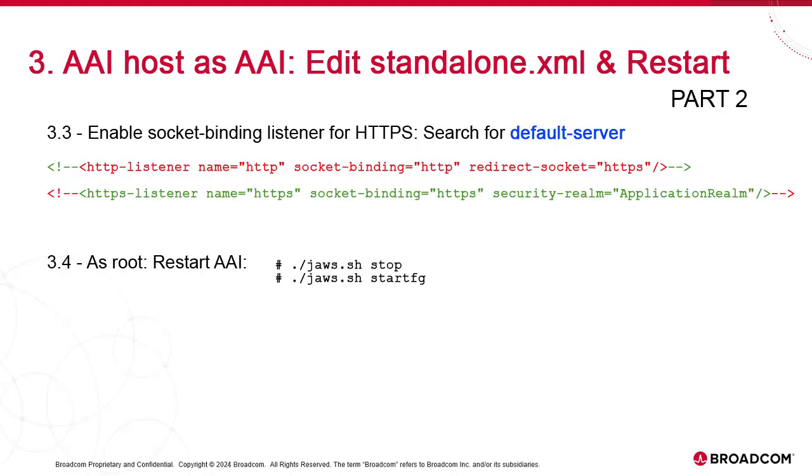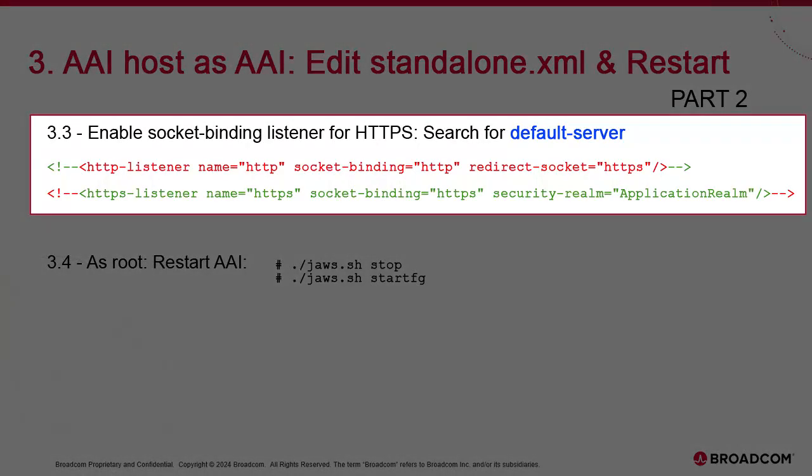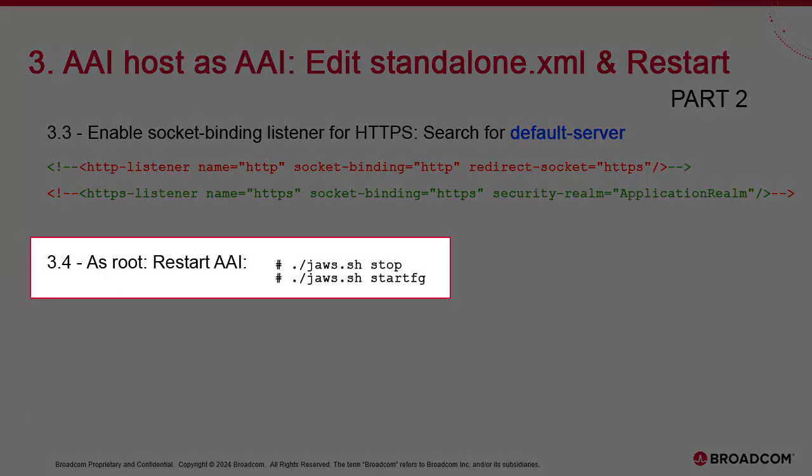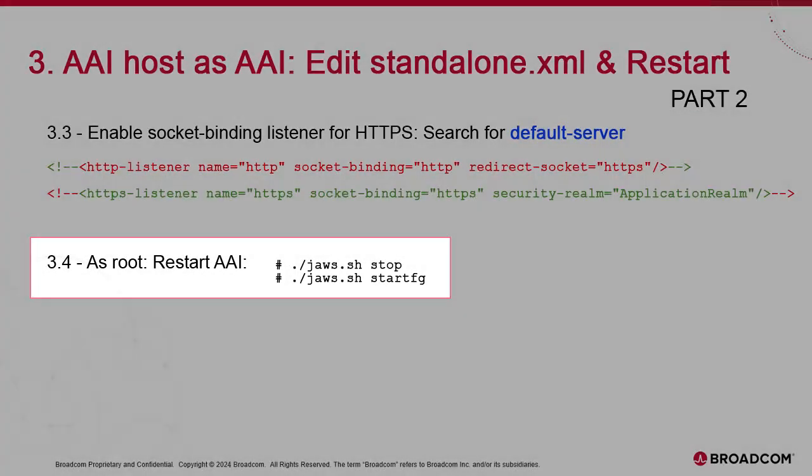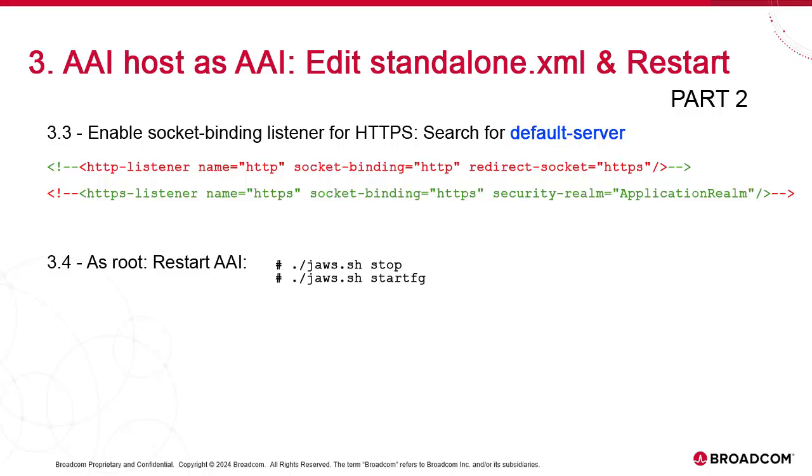This is part 2. We enable a socket binding listener for HTTPS. Search for default-server. Comment out HTTP and remove commenting for HTTPS. You can save the file. Then, as root, stop the AAI server and restart it. Assuming no errors in the start procedure, your AAI server is now HTTPS enabled. We'll use an HTTPS URL with port 8443 to connect via the web UI.